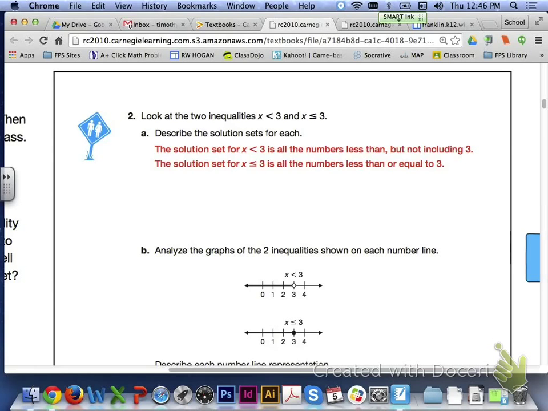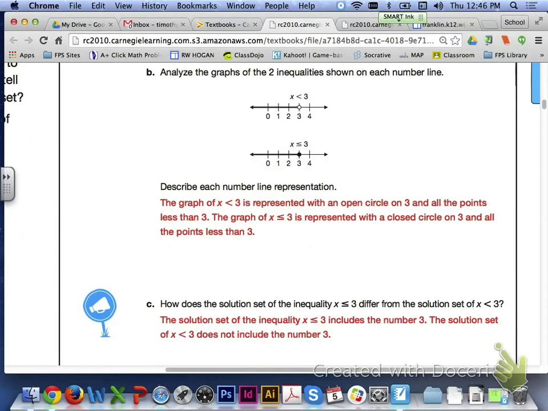If we look at letter A, the solution set for x is less than 3 is going to be all of the numbers that are less than but not including 3, and the solution set for x is less than or equal to 3 is all of the numbers less than or equal to 3.